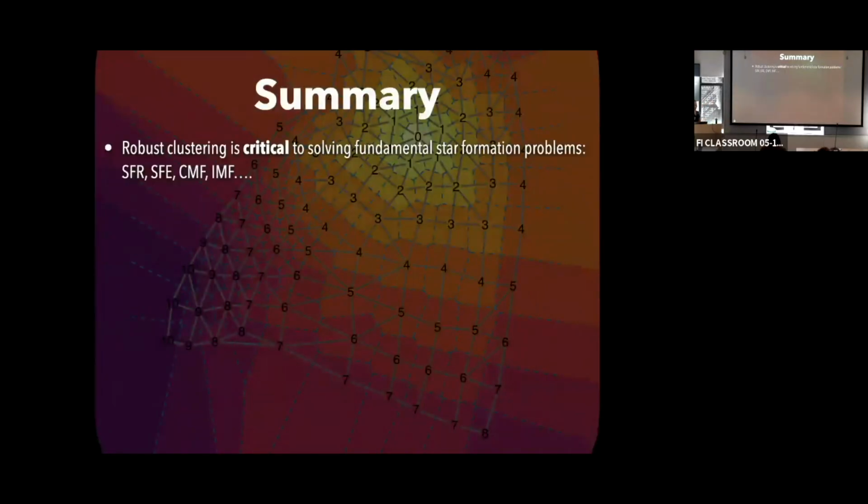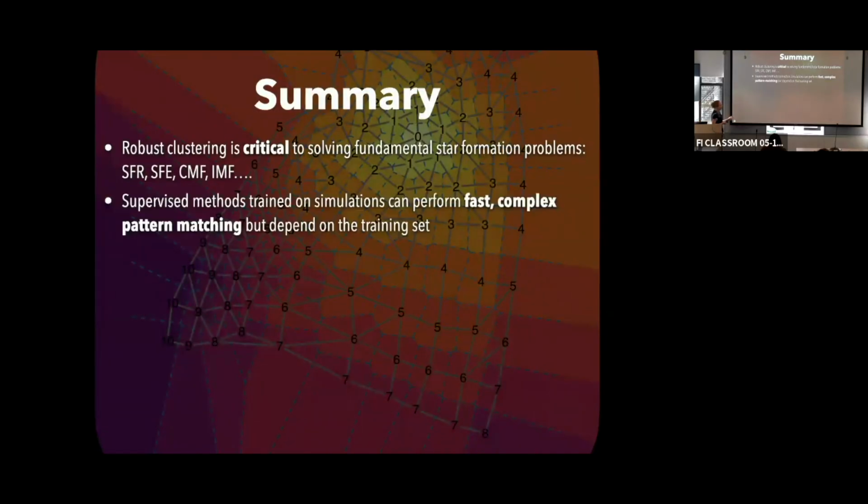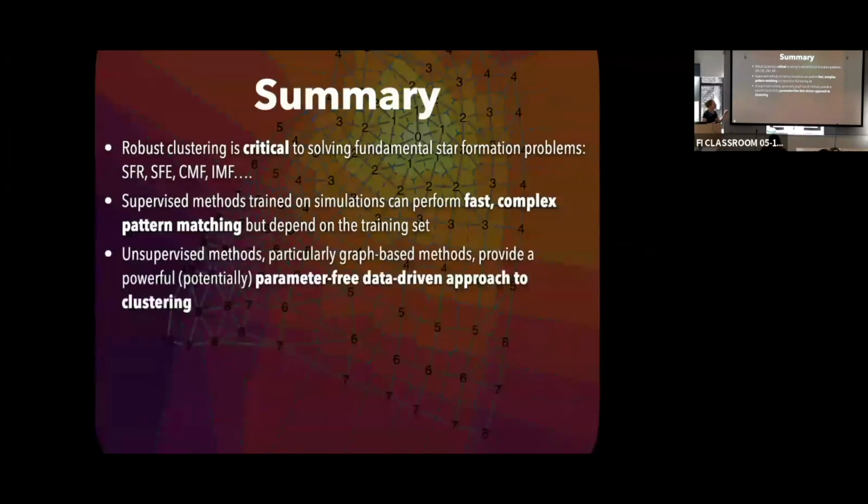Robust clustering is critical to fundamental star formation problems with all of the acronyms: star formation rate, star formation efficiency, core mass function, IMF, right? We need clustering to actually get a handle on the blob. Supervised methods are great. They can perform fast, complex pattern matching, assuming you have a well labeled and large training set. If you don't, unsupervised methods, particularly these graph-based methods, are really powerful. And if you really harness the statistics underlying these frameworks, you can move towards a parameter-free, data-driven approach to clustering, right?